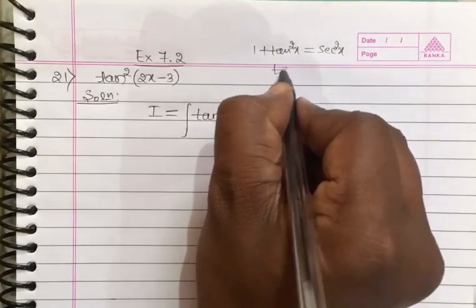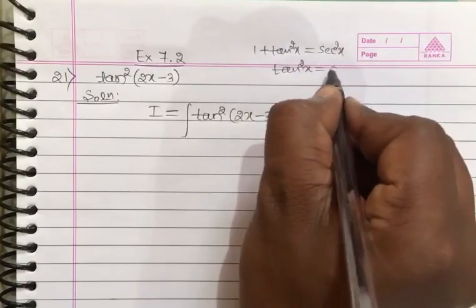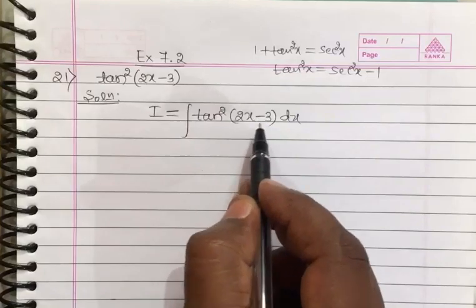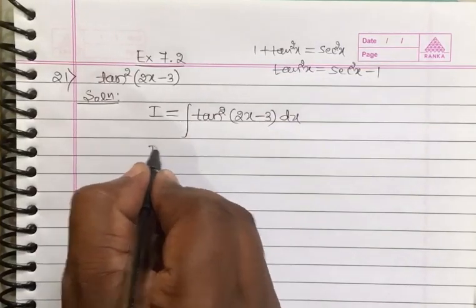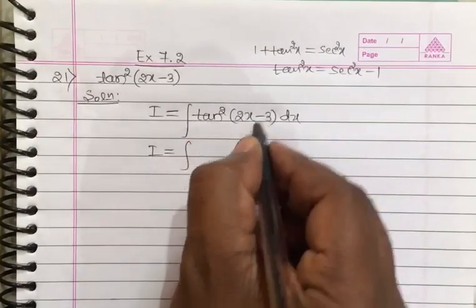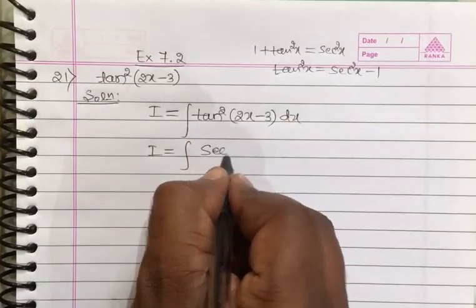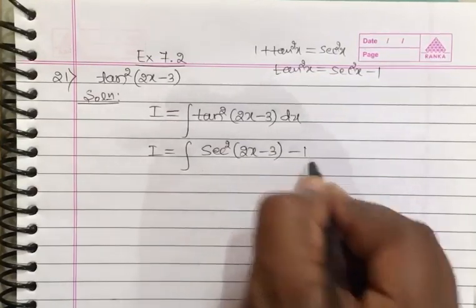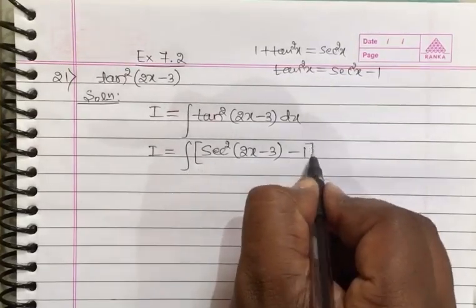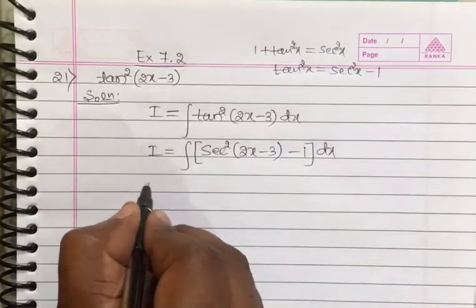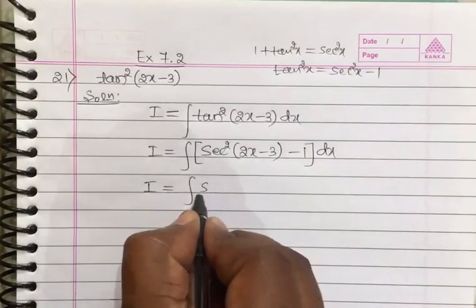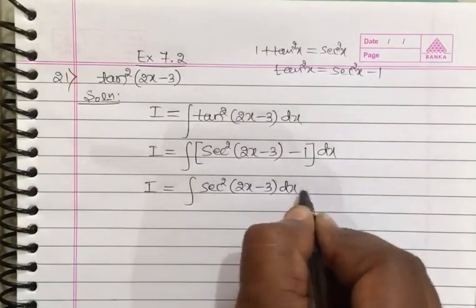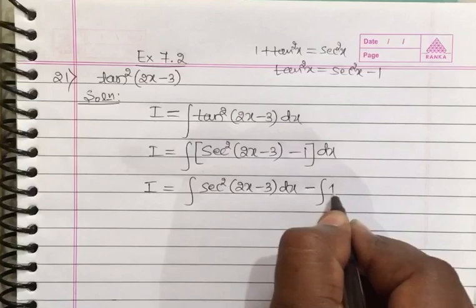So what is tan square x here? It will be secant square x minus 1. In this case x is going to be 2x minus 3. So I is equal to integral of secant square 2x minus 3 minus 1 dx. Now integrate them separately: integral secant square 2x minus 3 dx, then minus integration of 1 dx.